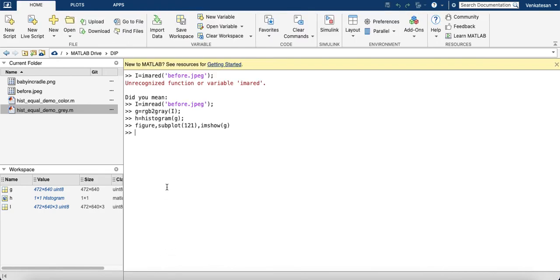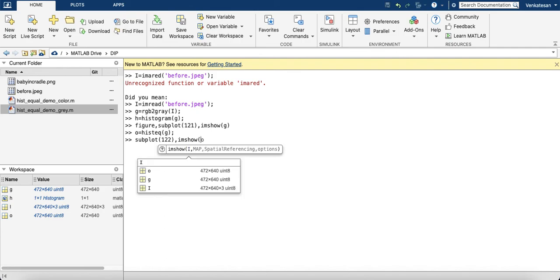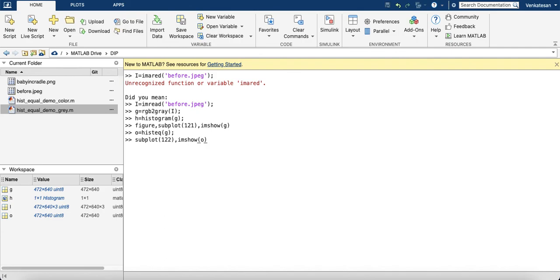So what I'm going to do is equalize this image by using histogram equalization. The output image, which I would like to call O, I would like to get by equalizing the histogram using histeq, which represents histogram equalization, of the gray image. After equalization, I would like to project it along with the existing one, in plot 1 2 2, right? So that is going to be imshow of your output image O.